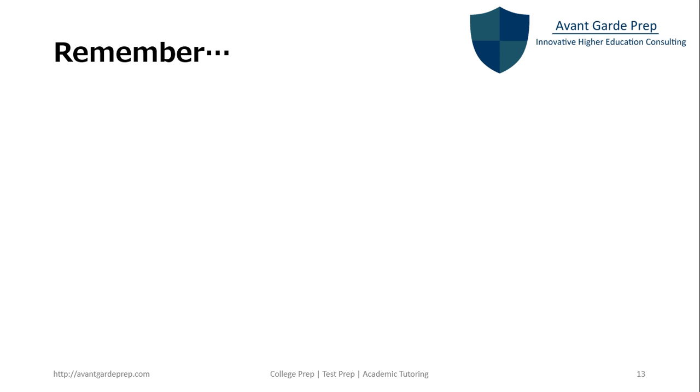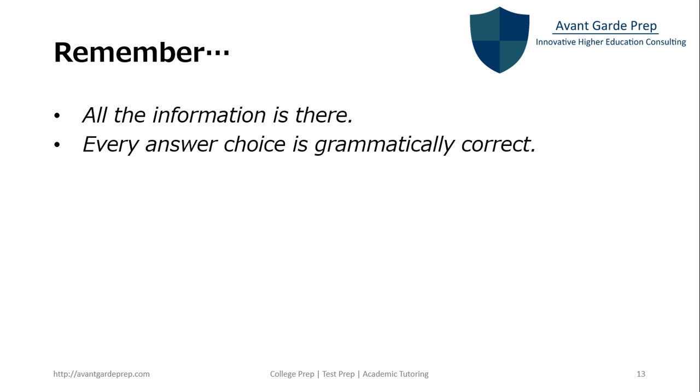Okay, couple last things. Remember, all the information is there, so you can use the context of the sentence to figure out what the missing words mean. And that means you don't have to look at the answer choices first. Every answer choice is grammatically correct. If you're like me and you're a grammar guru, you might be disappointed that you can't count on grammar as a way to eliminate answers.